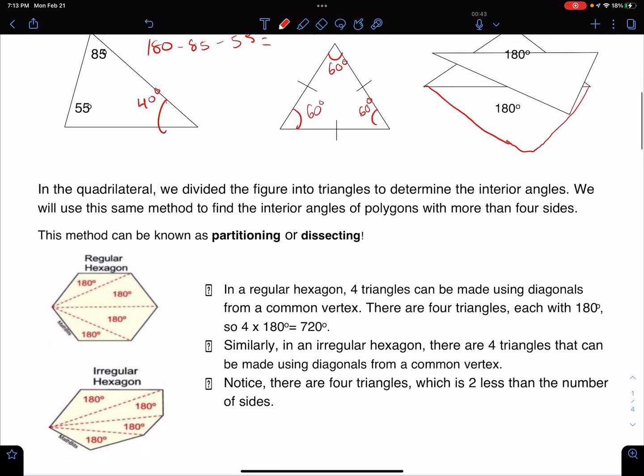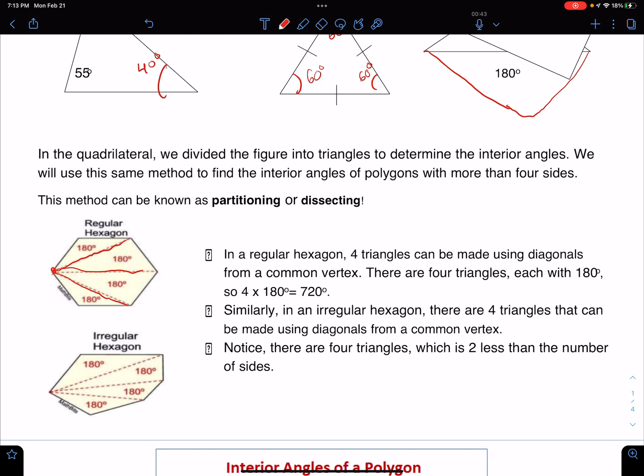Okay, so here's what I'm saying next. Now we can divide any sort of polygon in the same way. I can take a regular hexagon, for example. From each vertex, I can draw a line to another vertex, creating four different triangles. In each hexagon, regular or irregular, I can make four different triangles, and in each triangle, there's 180 degrees. So I say each one of these is 720 degrees.